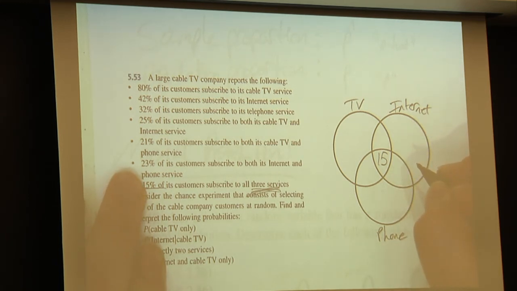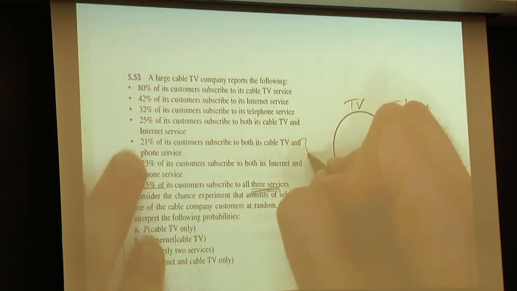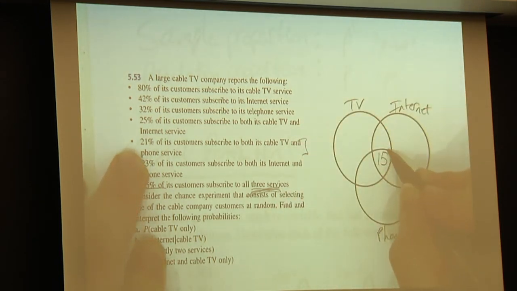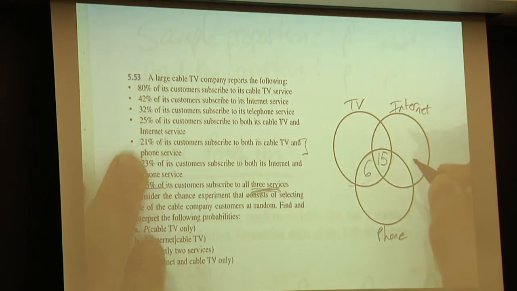What else do they tell me here? That's a lot of numbers. 21 to TV and phone service. So they give us a couple of different things. If there are 21, let's look at this guy. If there are 21 in TV and phone, that means TV and phone, this section here has 21. So this plus whatever number here has to be 21. So we're going to put a 6. 15 and 6 gives us 21.